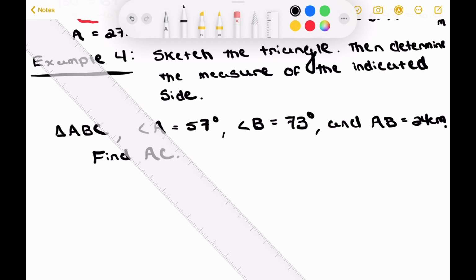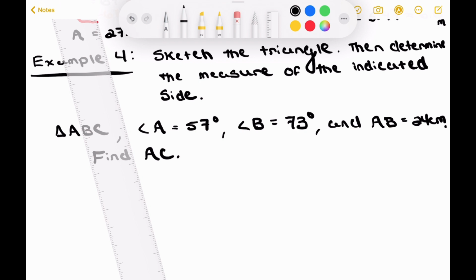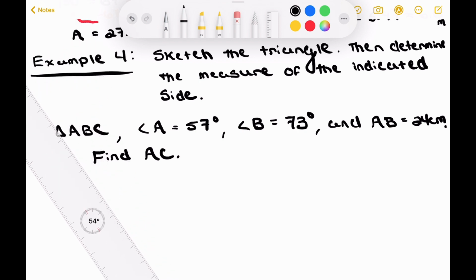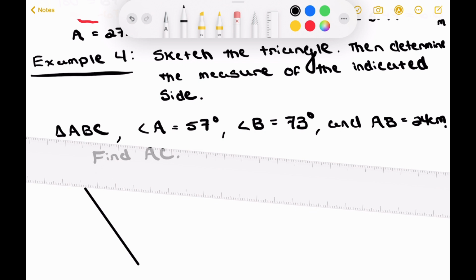So triangle ABC, ABC being all the vertices, where angle A is 57, angle B is 73, and AB is 24. Then find AC. Okay, so this is going to be very approximate. So what we're going to do is draw our 73 degrees first, which symbolizes the angle at B. So I'm just going to draw something somewhat near 90 degrees. So we have a line here, and then let's just say that that is our 70 degrees.